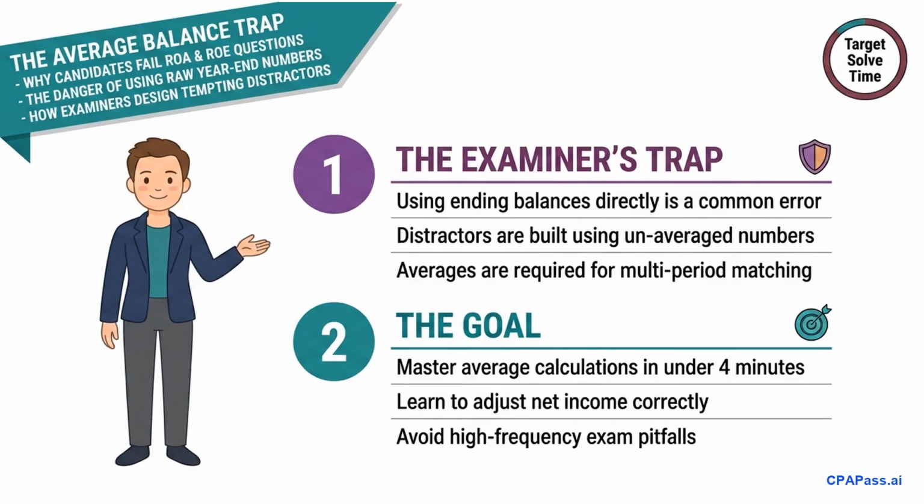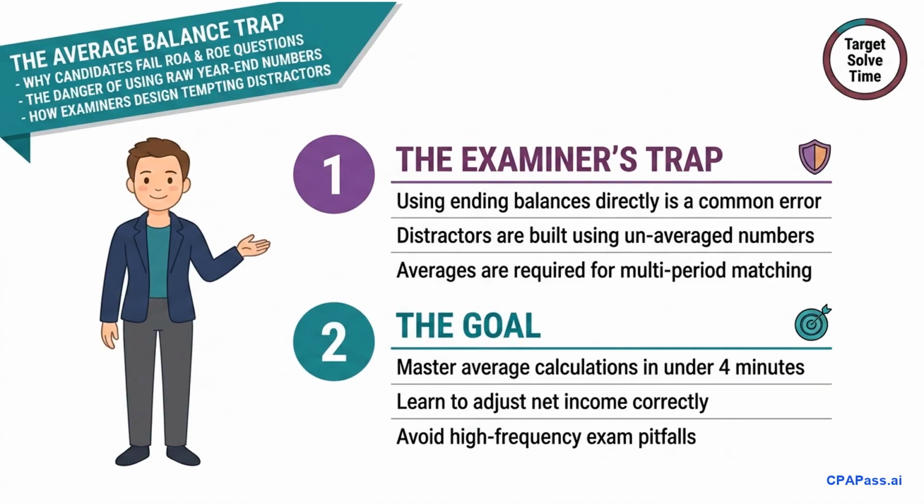Many candidates lose easy points on return on assets and return on equity questions because they fall into the average balance trap. And when a CPA exam question provides both beginning and ending balance sheet numbers, the examiner is testing your attention to detail. A classic distractor answer choice is calculated using only the year-end ending balances. If you grab these numbers directly, you will select the wrong option.